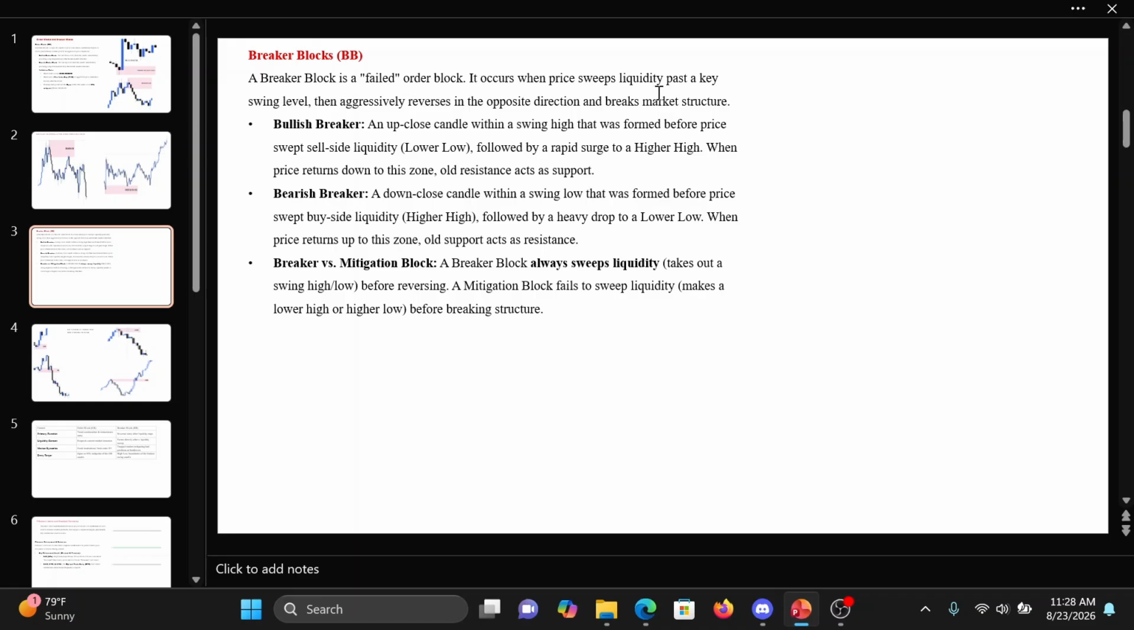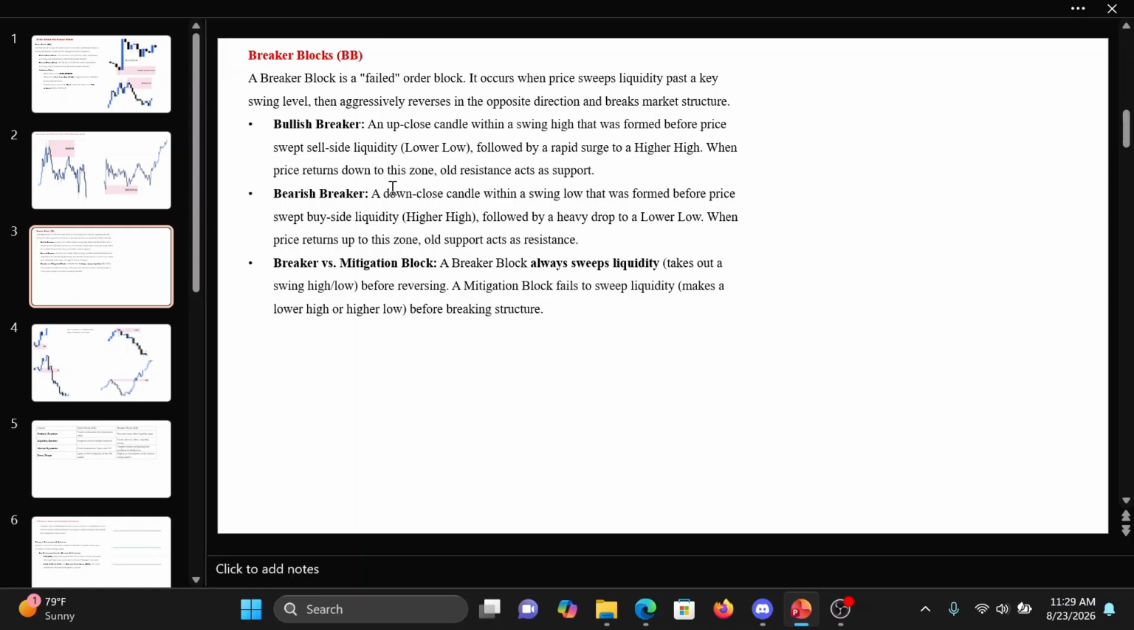It occurs when price sweeps liquidity past a key level, then aggressively reverses in the opposite direction and breaks market structure or changes the state of delivery. So what are we saying again? A bullish breaker is an up-close candle within a swing high that was formed before price swept the liquidity low, followed by a rapid surge to a higher high. When price returns to this zone, it acts as old resistance or support.